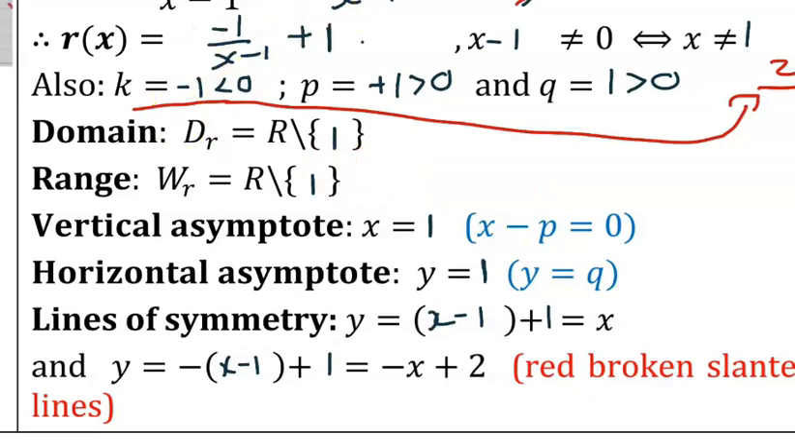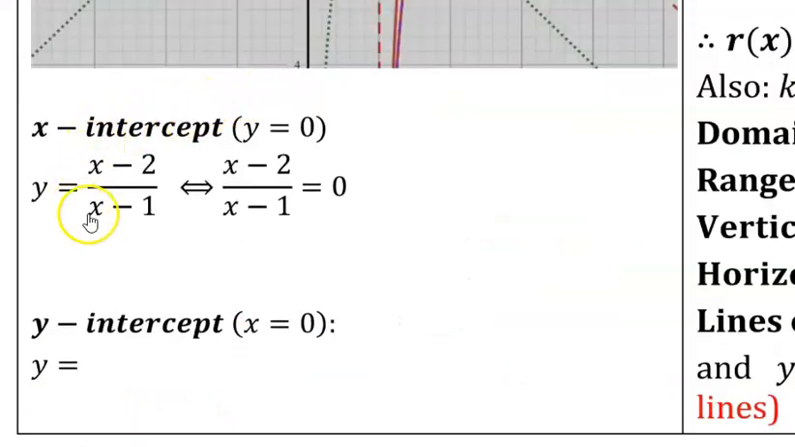Because of my form of my r of x, we can see p is positive, so the red graph will shift 1 unit to the right and 1 unit up. And on the graph we will see red broken lines, but it's the two slanted lines. The vertical and horizontal asymptotes are also red broken lines, but you will distinguish it easily from the lines of symmetry.